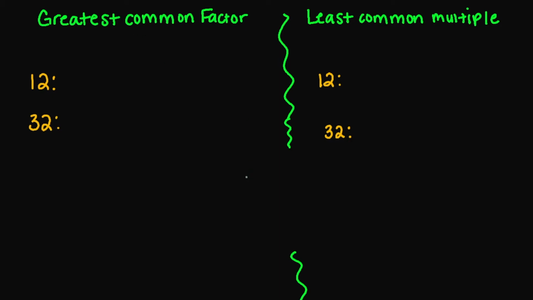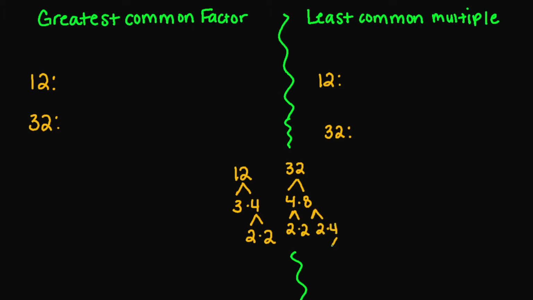So let's go ahead and factor my 12. I can factor into 3 times 4. My 4 I can factor into 2 times 2. For my 32, we have 4 times 8. My 4 is 2 times 2. And then my 8 here is 2 times 4. My 4 here I can factor into 2 times 2.